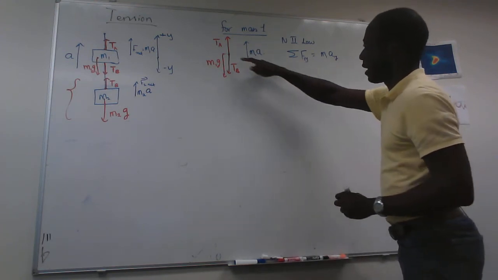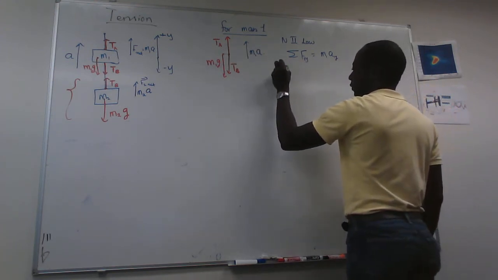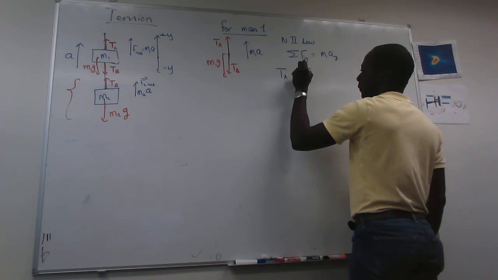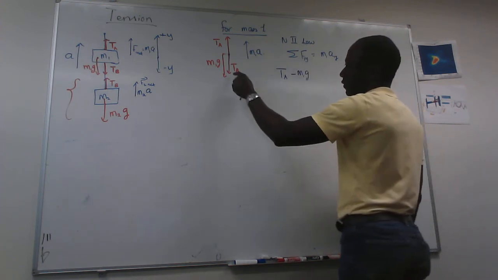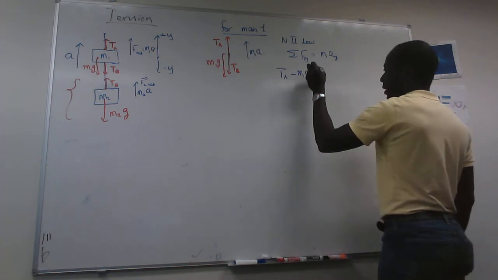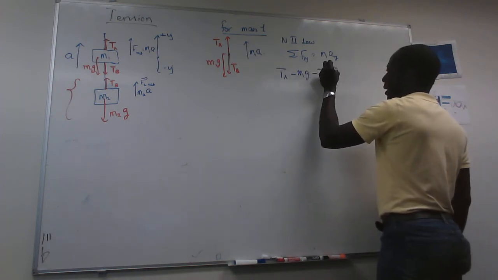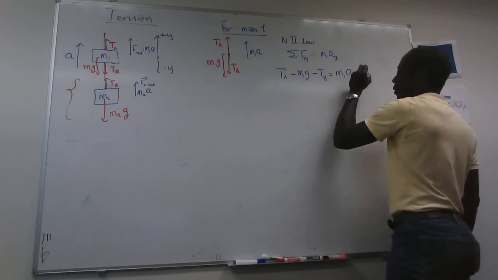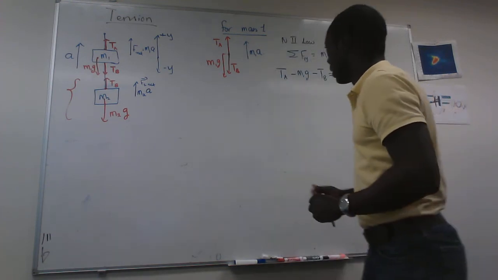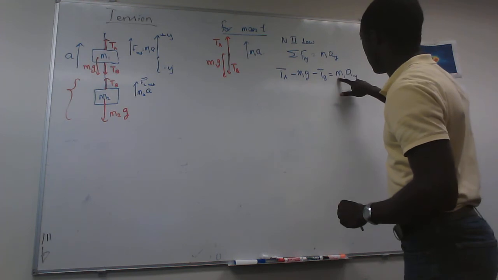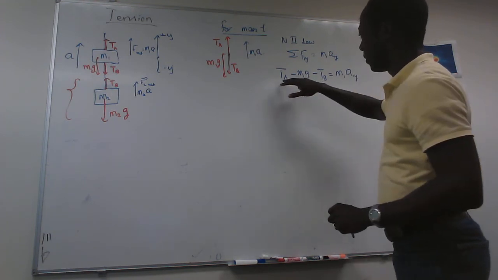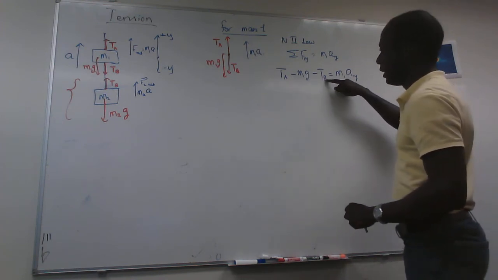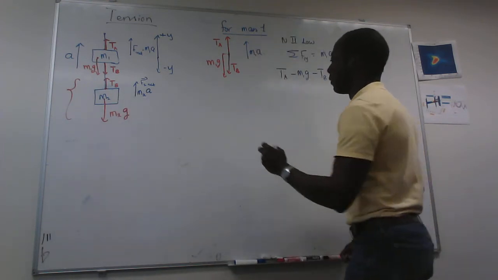Alright, so for object 1, we have the TA acting up. We have mg acting downwards, so we'll put a negative sign there for m1g. And we also have TB, the tension B acting downwards, so we also have to put a negative sign for TB. And that is going to be equal to the mass 1 times the acceleration 1 in the y direction. So if we are given the acceleration and the mass, the only unknowns in this equation are going to be TA and TB.